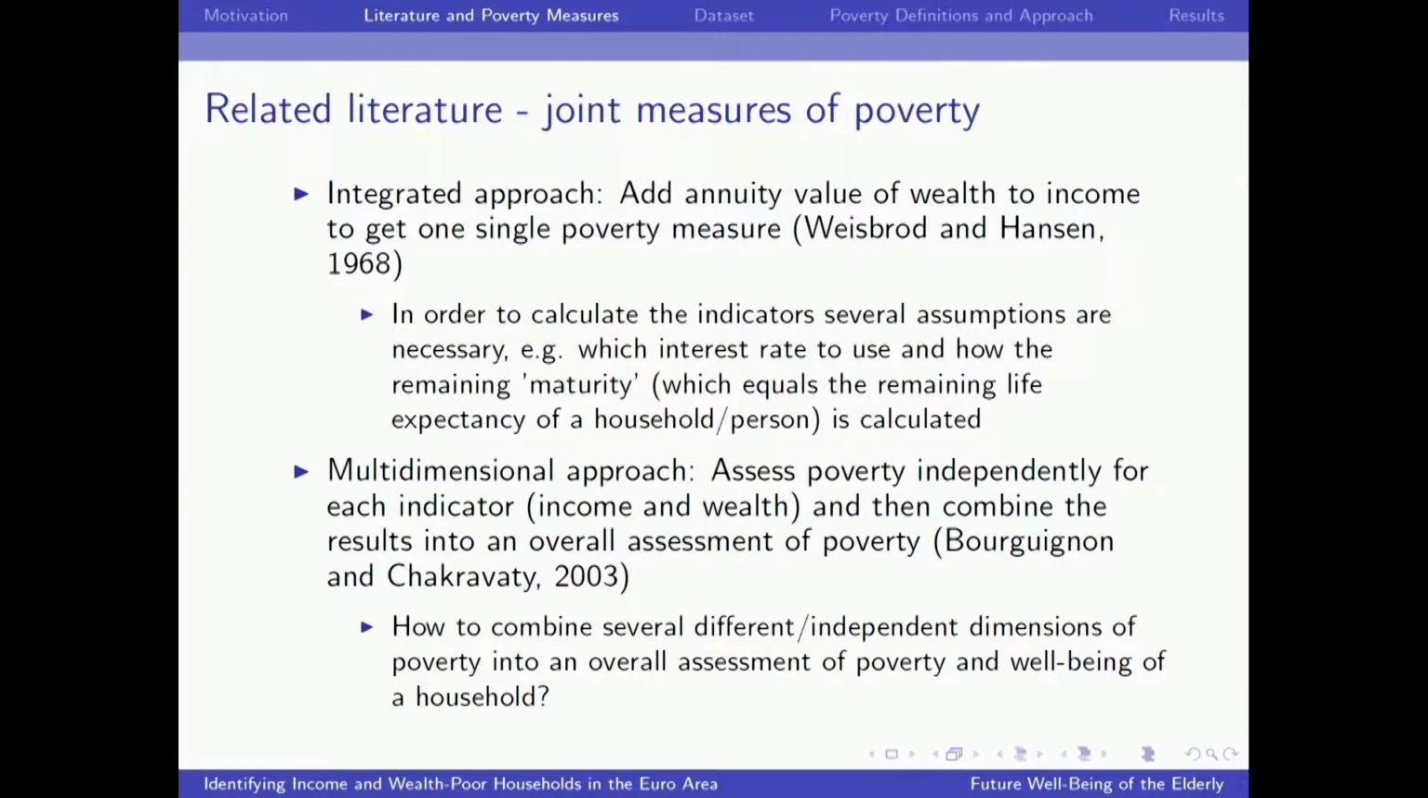But when you want to do this, there are several assumptions necessary. For example, you have to think of an interest rate for the annuity factor, and you also have to calculate the remaining life expectancy. On the other hand, in the multidimensional approaches, you assess the poverty independently for each indicator, for both income and wealth, and then you combine these two things into one overall assessment of poverty. As I already said, there are of course a couple of papers dealing with this, but there is still no generally accepted approach how it should definitely be done. So when you're interested in that, this is also a topic of future research.